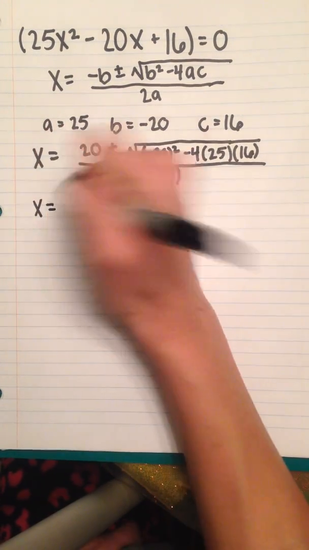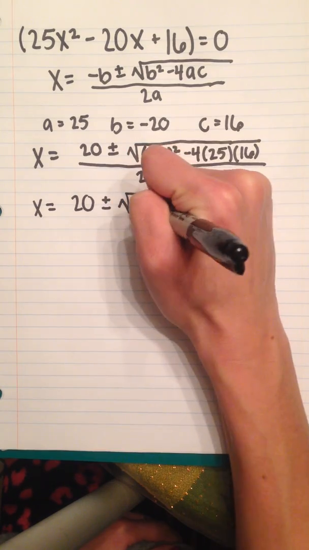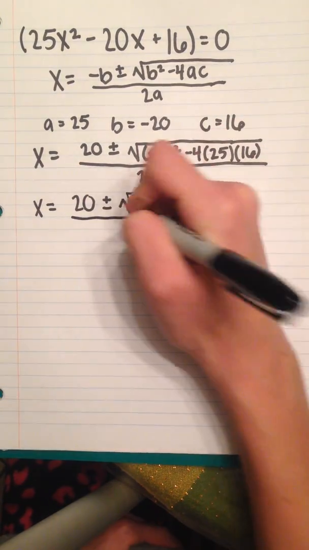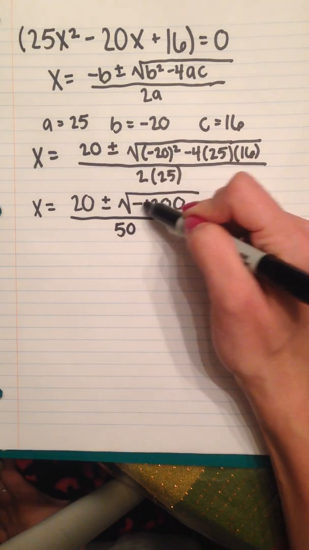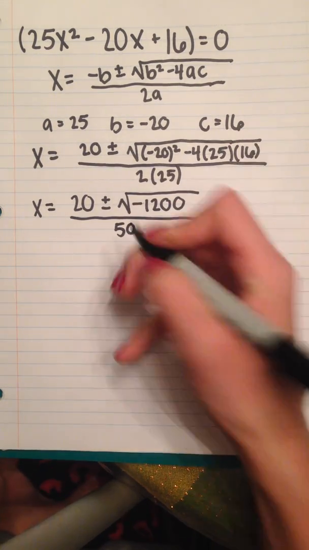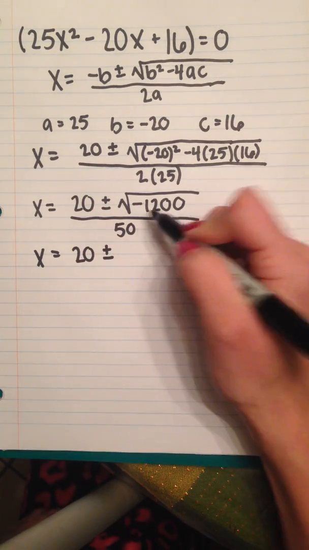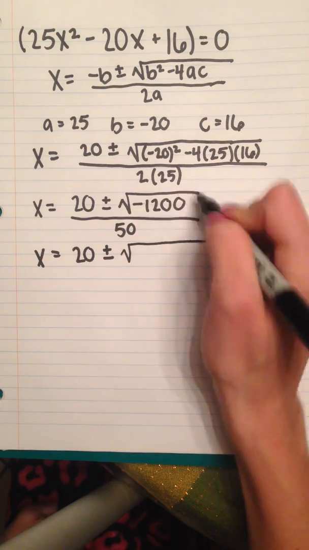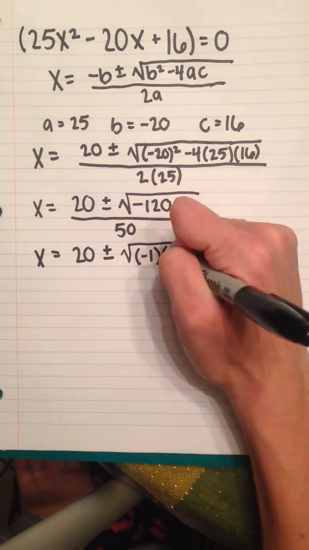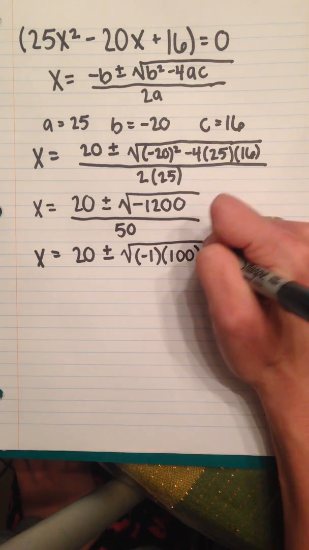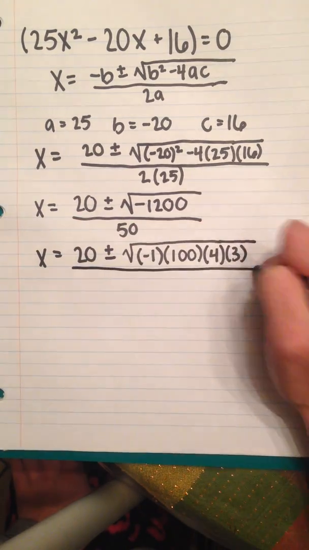So we can rewrite this. x equals 20 plus or minus the square root of negative 1200, all over 2 times 25, which is 50. Anytime you see a negative inside of a radical, think i. So we have x equals 20 plus or minus, and we can rewrite this because negative 1200 is the same thing as negative 1 times 1200, which we can factor down to 100 times 12, which is 100 times 4 times 3, all over 50.